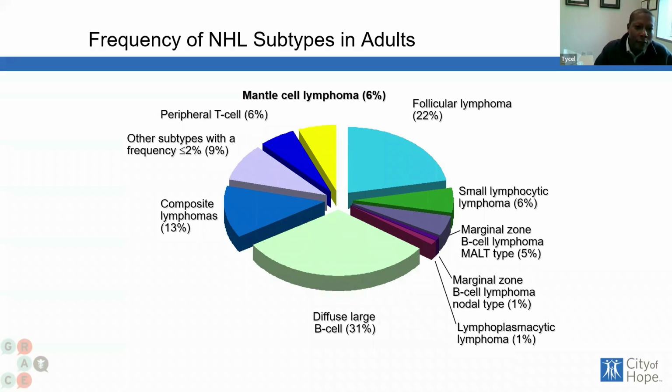So for those of you who are familiar with lymphoma, and for those of you who are not, lymphoma is a blood cancer that is typically driven by a blood cell called lymphocytes, which are very important for our immunity. As you can see from this pie chart, mantle cell lymphoma is a very rare form of what we call non-Hodgkin's lymphoma, accounting for only about 6% of cases diagnosed in the United States and in Western Europe.